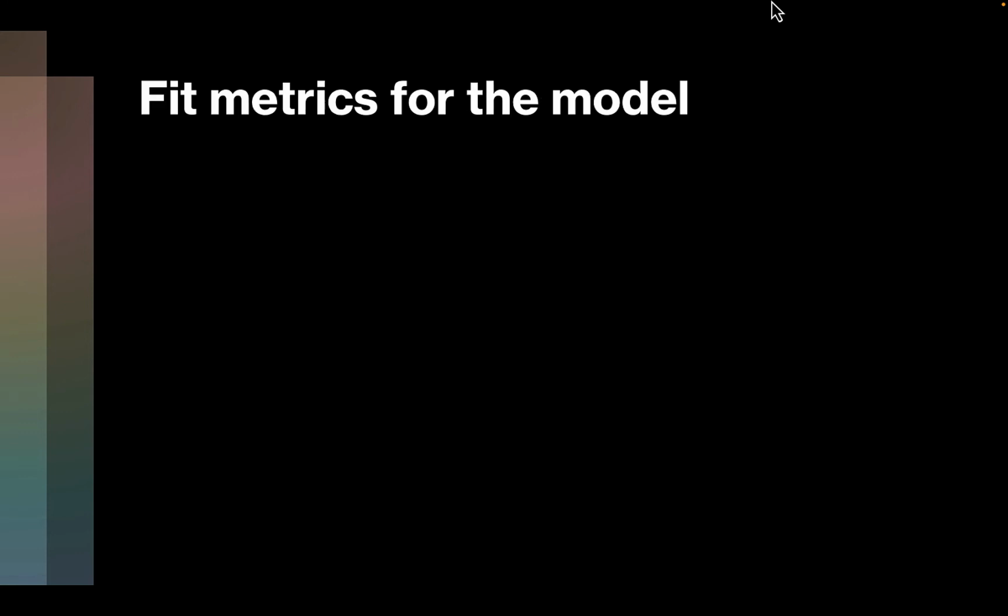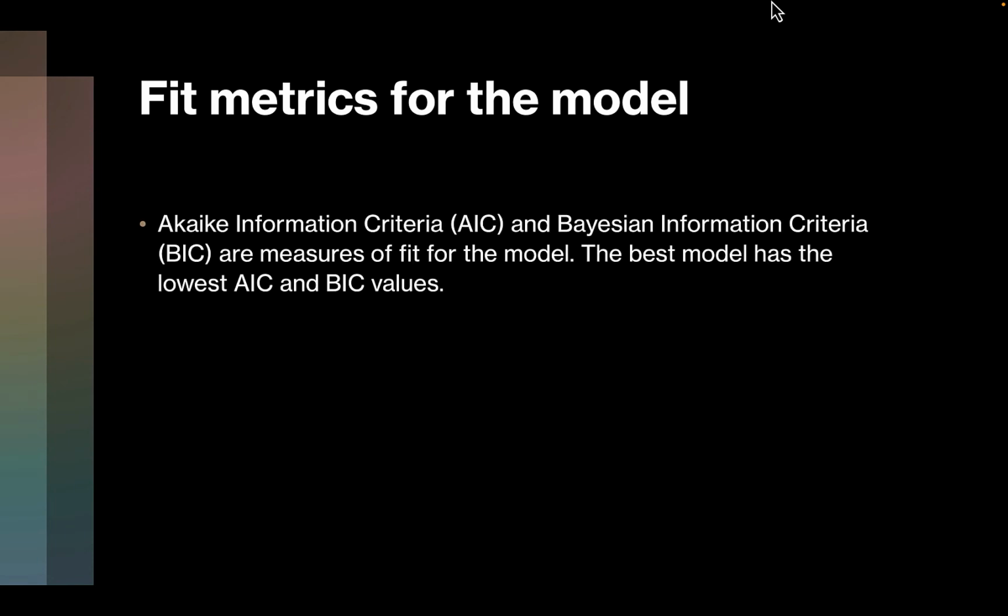All right, fit metrics for the model. So with logistic regression, we do get fit metrics in the output, and let's just go through the ones that we're going to take a look at in JASP. The first is the Akaike information criterion and the Bayesian information criterion. These are usually referred to as AIC and BIC, and these are measures of fit for the model. The best model has the lowest AIC and BIC values.